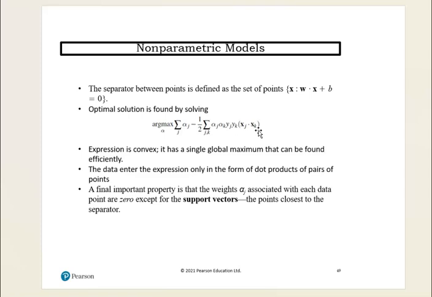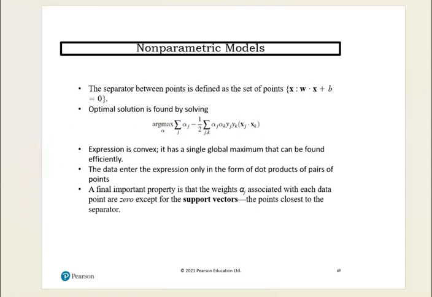The final important property is that the weights alpha j associated with each data point are 0 except for the support vectors, the points that are closest to the separator. Okay, and because there are usually very few boundary points, or support vectors like we call them here, SVM is much faster to run than other non-parametric methods like nearest neighbor, for example. Okay, or even parametric methods like linear regression.